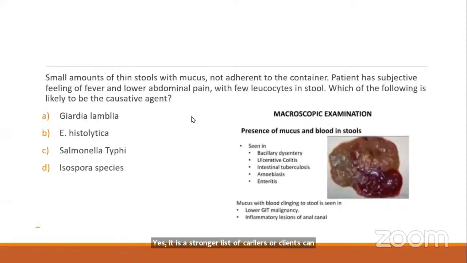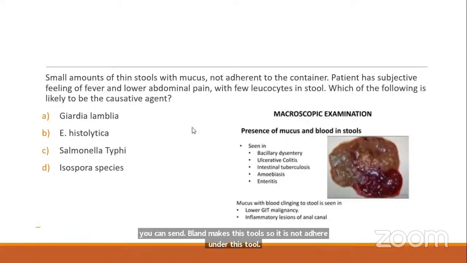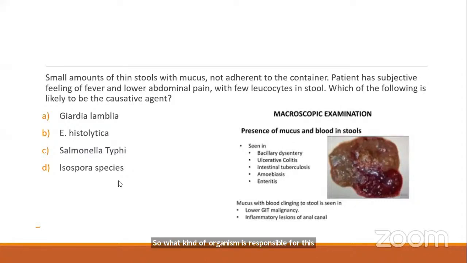Okay. So small amounts of thin stools with mucus and blood mixed stools, so it is not adherent to the stool. What kind of organism is responsible for this particular clinical condition? No, it is not Giardia lamblia. Giardia lamblia does not cause any blood-stained stools. It is Entamoeba histolytica, which can lead to this dysentery type of manifestation. Dysentery can also be seen in bacillary dysentery, ulcerative colitis, tuberculosis, etc.